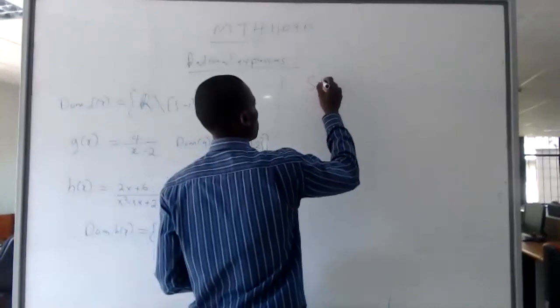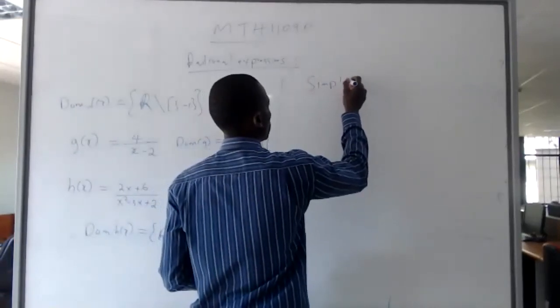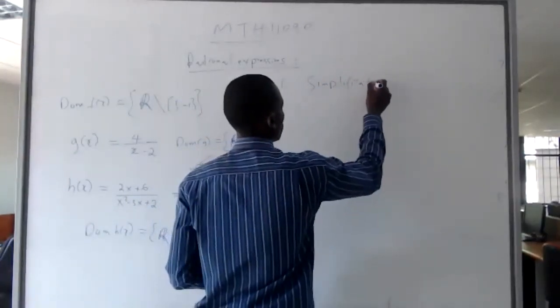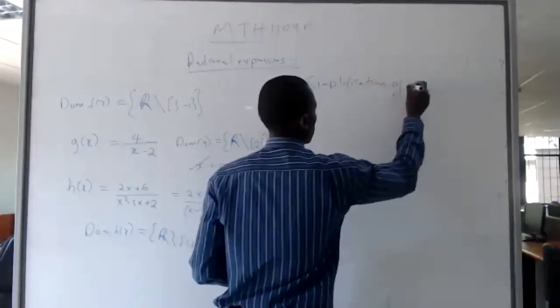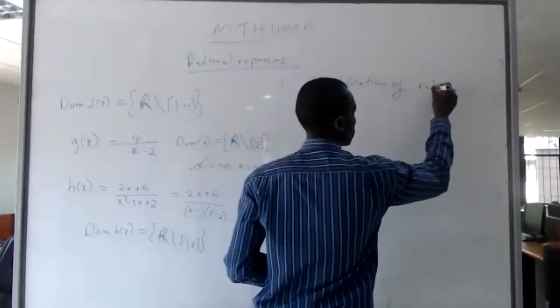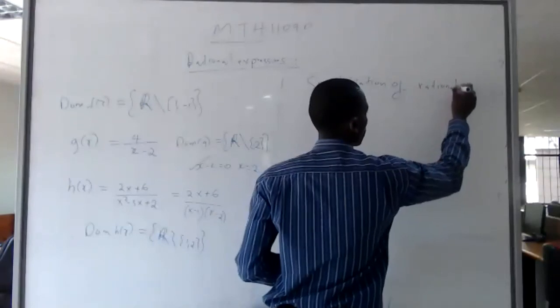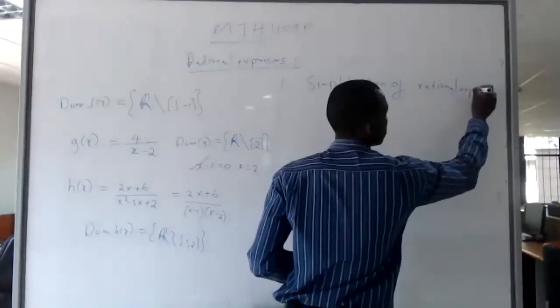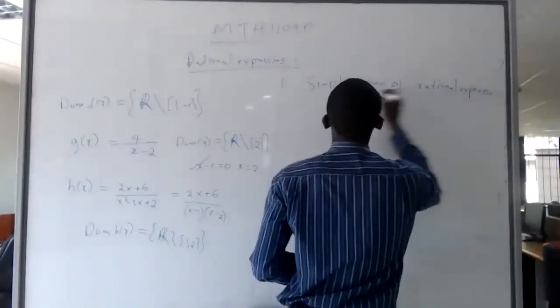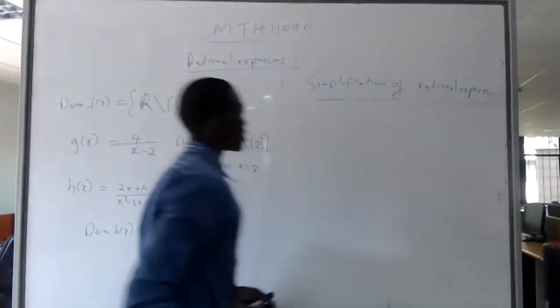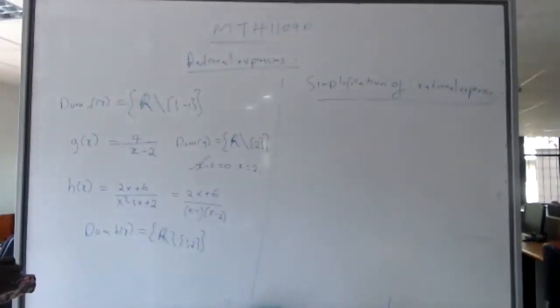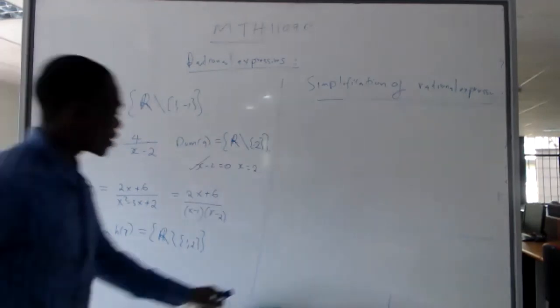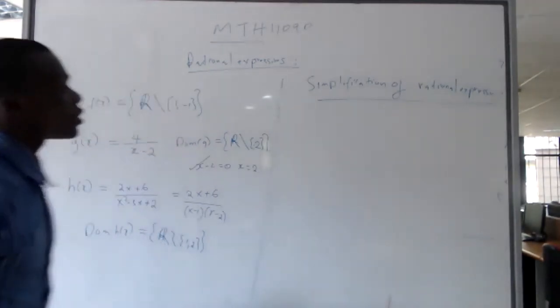Next, we have simplification of rational expressions. How much time do we have? 3 minutes. 3 minutes will not be enough for this. So let us stop there. Next time we will look at simplification of rational expressions.